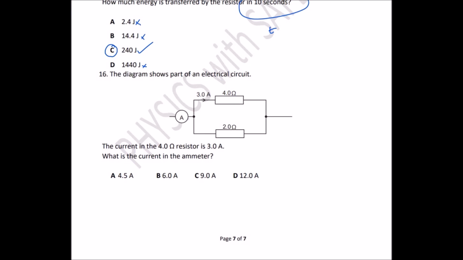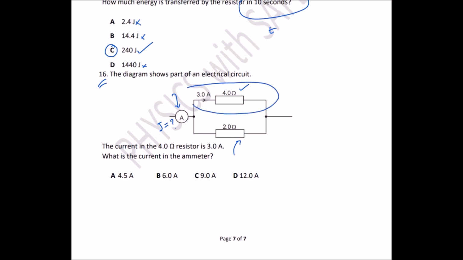Question number 16. The diagram shows part of an electric circuit. The current in the 4.0 ohm resistor is 3.0 amperes. What is the current in the ammeter? Look at this diagram. Ammeter is used for measurement of current. This is resistance 4 ohm carrying current 3 amps. Second resistance 2 ohms. We don't know the current through this component. And we need to know how much current is shown by this ammeter.